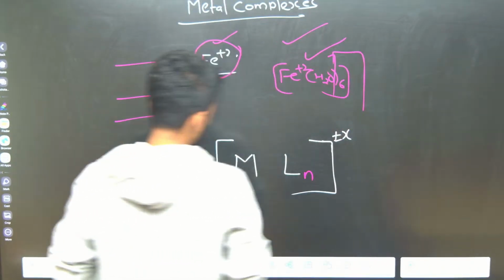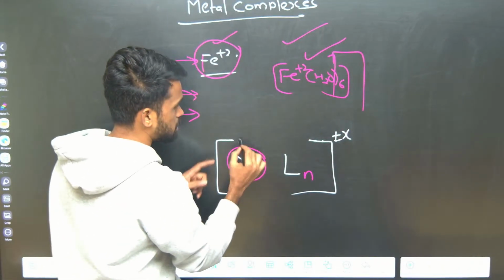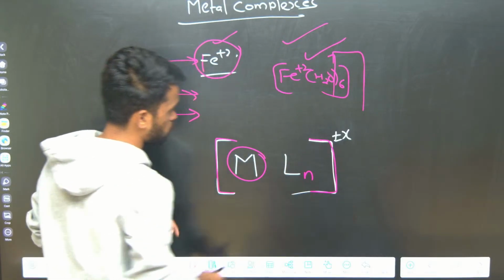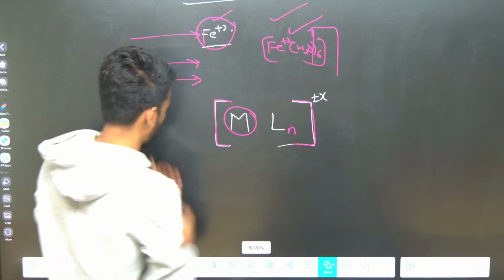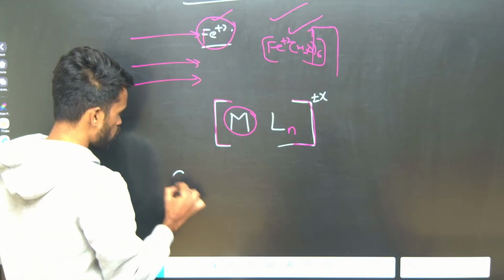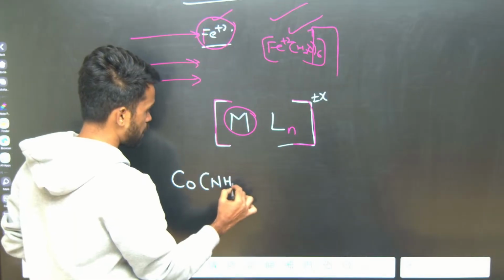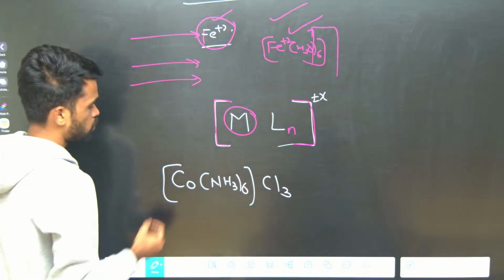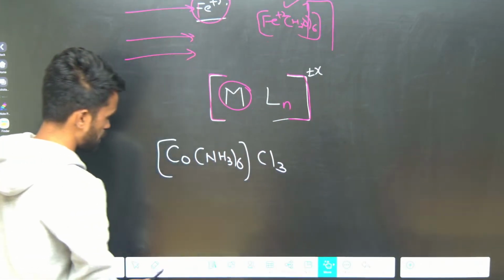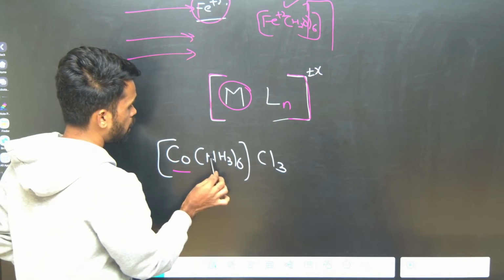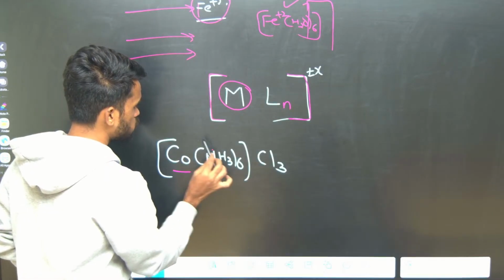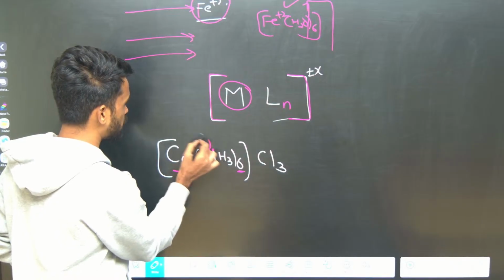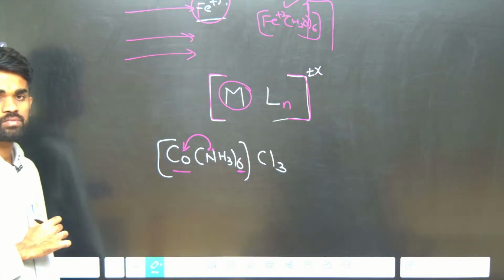Okay, right. So now M is the central metal atom in this complex. A complex will be represented within square brackets. The best example I want to show here is cobalt hexaammine chloride. What is the central metal atom here? Cobalt. And we have ammonias here. How many ammonias are there? 6 ammonias. Each ammonia, having a lone pair, will donate it into the empty orbital of cobalt.